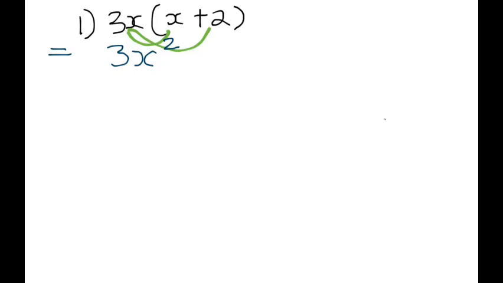Okay, so now we have your 3x to the power of 2. Now your 3x times your 2. So here we need to multiply your 3 and your 2. So your 3x times your 2 will give you 6x. Okay? So your final answer will be your 3x to the power of 2 plus your 6x.